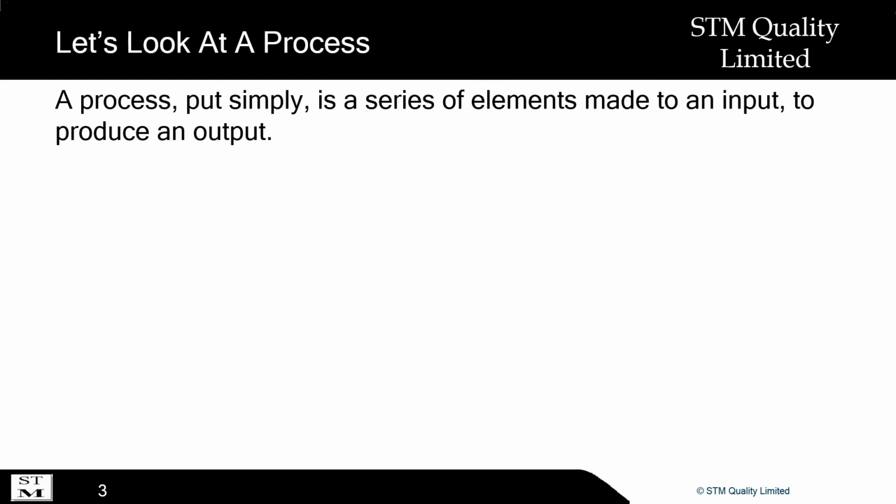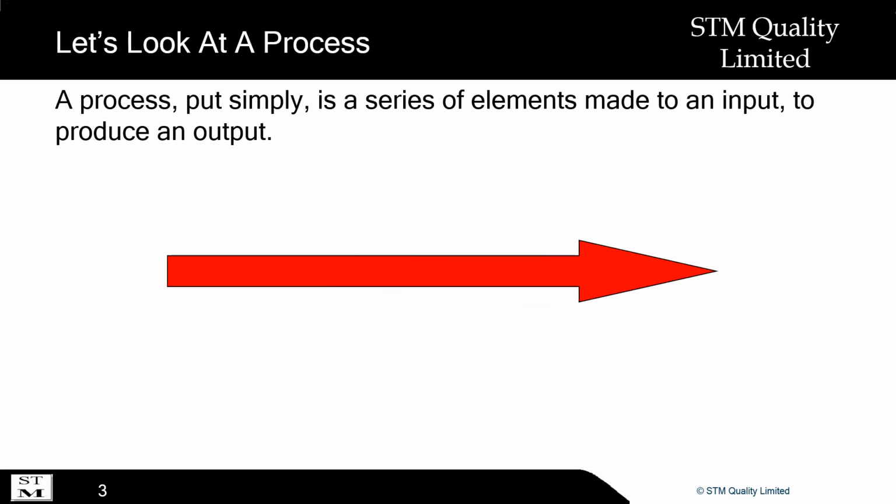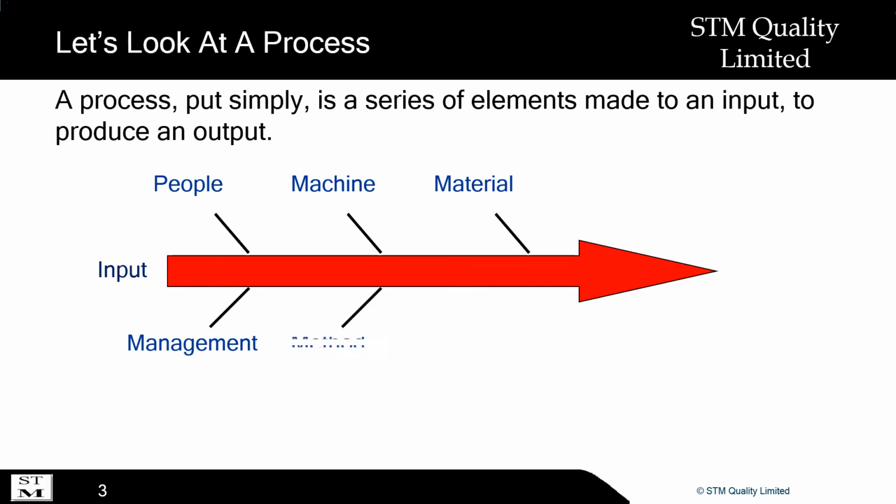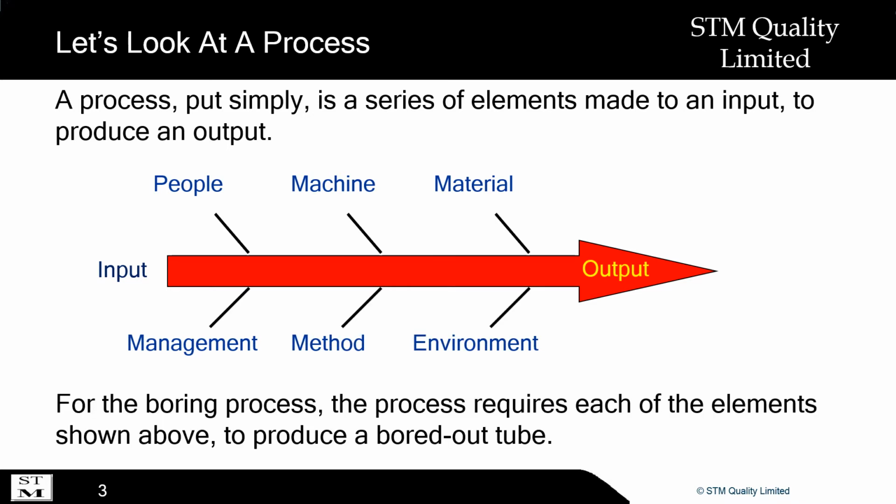Let's look at a process. A process, put simply, is a series of elements made to an input to produce an output. For the boring process, the process requires each of the elements shown above to produce a bored out tube.